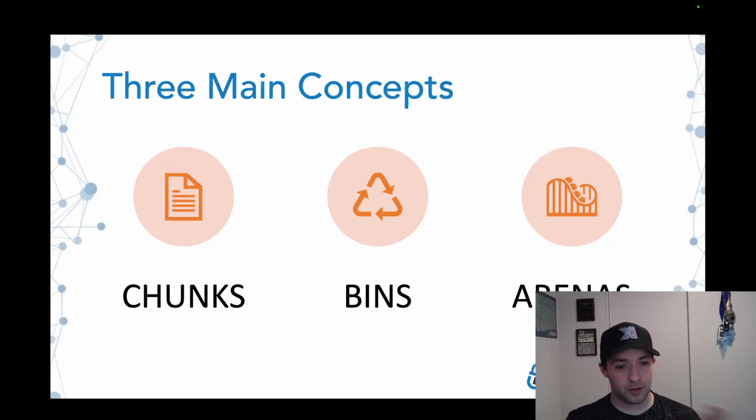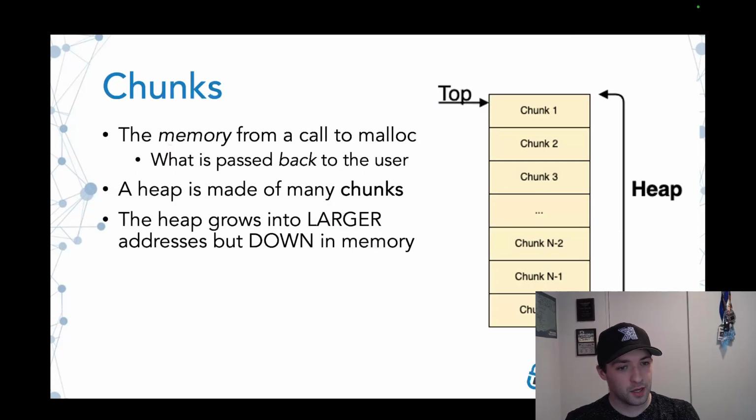So I'm going to talk about chunks in this video, and we'll talk about bins and arenas in a different video. So chunks are the basic piece of memory that comes back from a call to malloc. When you call malloc and say, hey, I need 10 bytes, or whatever you need, this is what actually gets passed back to the user. A heap is made up of many chunks in practice. However, it starts off as just one big slab, effectively.